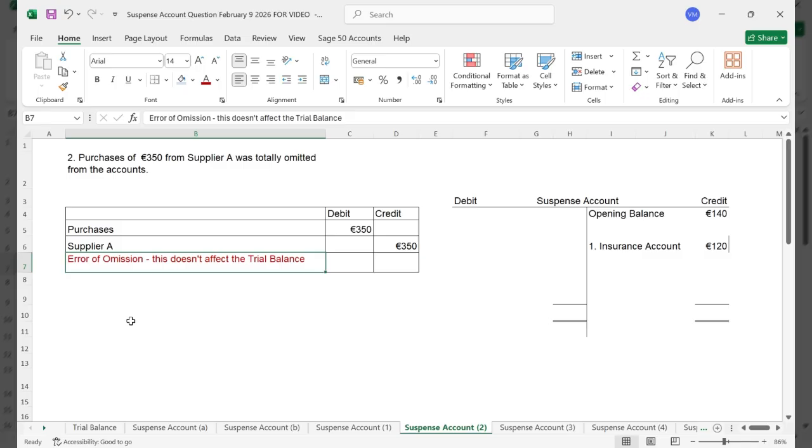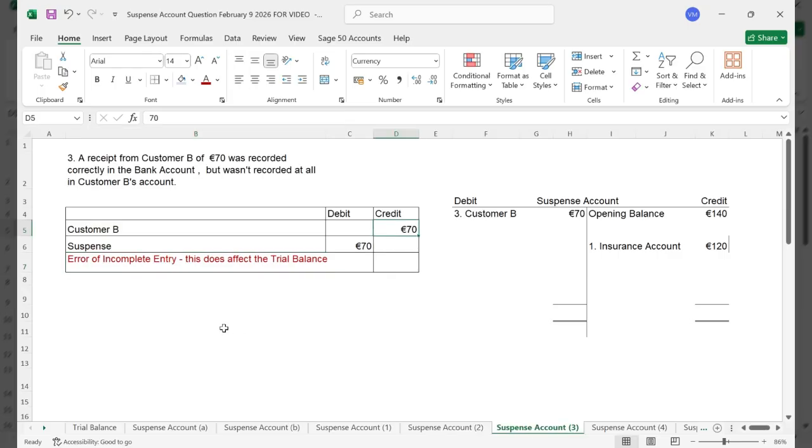Anyway, we won't spend too long discussing or explaining the double entry. We'll get to this question. Third item, a receipt from customer B of 70 recorded correctly in the bank account. You should know that's a debit in the bank account. Wasn't recorded at all in customer B's account. Customer B gave us that money. To fix it, we must credit customer B with €70. We debit the suspense account.